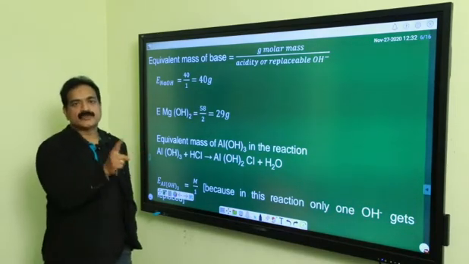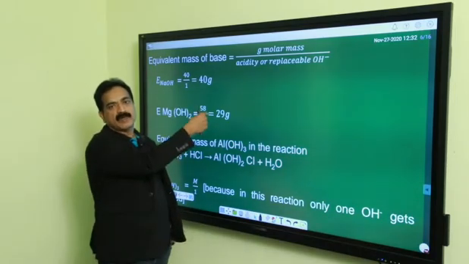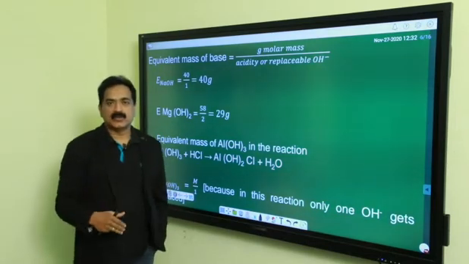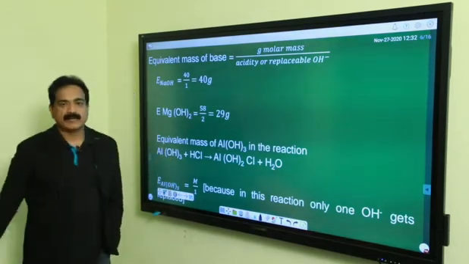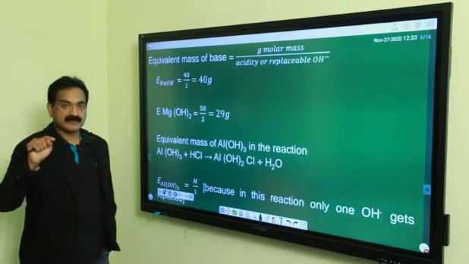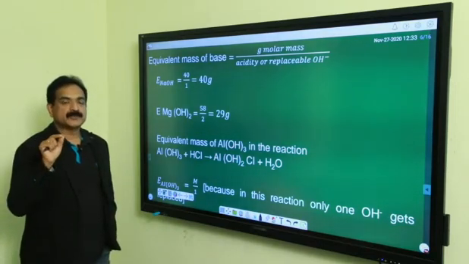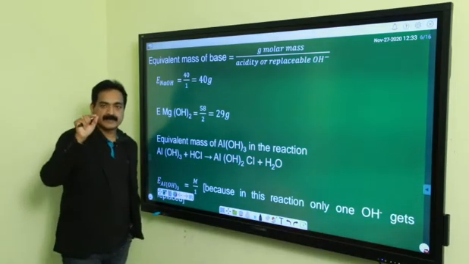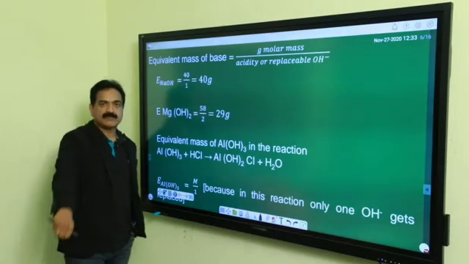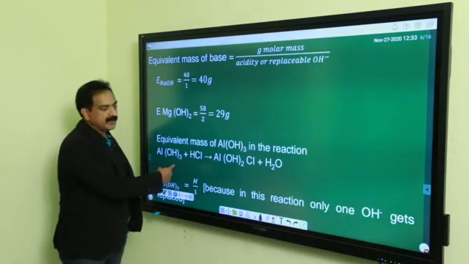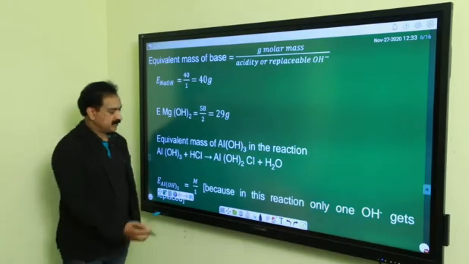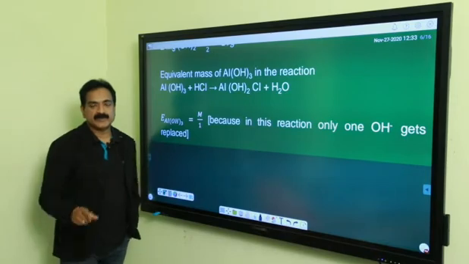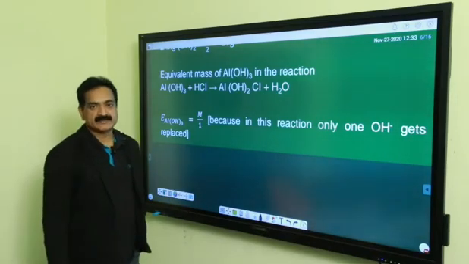So for NaOH, we have 1 OH negative, M by 1, 40 by 1. For magnesium hydroxide, M by 2. For aluminium hydroxide, M by 3. But if a specific reaction is given, again you should be careful. Like here, a reaction is mentioned, and in this reaction, out of 3 OH negative of Al(OH)3, only 1 OH negative is getting replaced. So in this case, the equivalent mass becomes M by 1 because only 1 OH negative is substituted.